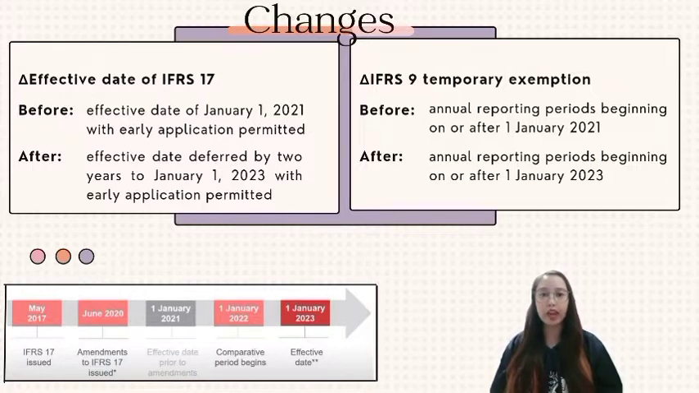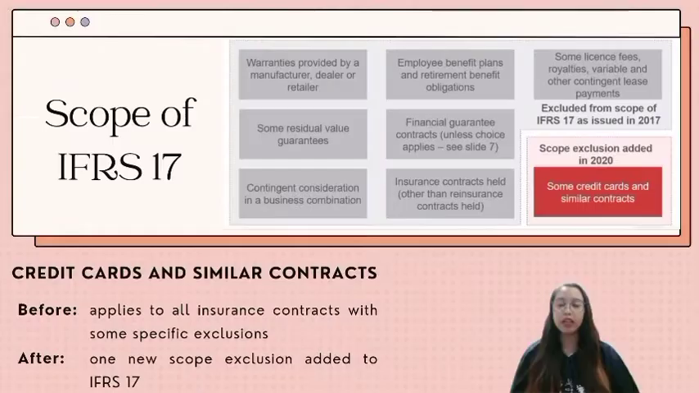Nung deliver po nila yung effective date, na-adjust din po yung temporary exemption na pag-a-apply po ng IFRS 9 sa ibang eligible insurer from January 2021 to January 2023. Ibig sabihin po nito, yung mga insurer po na ito ay pwede po nilang i-apply yung IFRS 9 and IFRS 17 na magkasabay without the need to early adopt po yung IFRS 17. So next naman po is about the scope of IFRS 17, credit cards and similar contracts. Before applies to all insurance contracts with some specific exclusions.